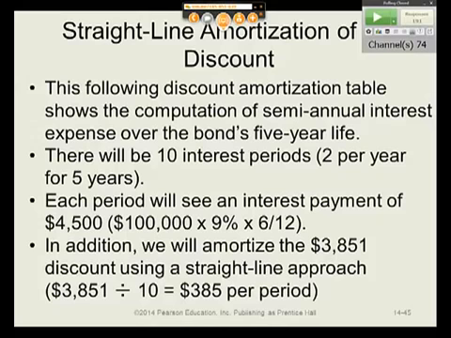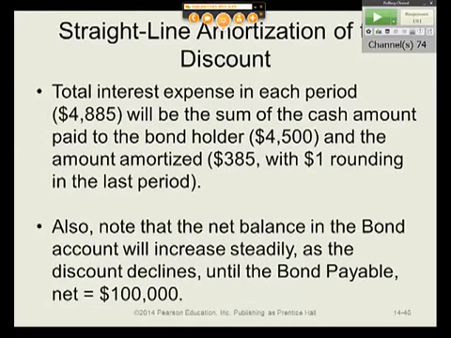So every period, we're going to adjust interest expense by $385. At the same time, we're going to bring the discount down by that amount. So the discount will drop by $385 every period, and interest expense will go up by that amount. So that the interest expense, as you can see, will be $4,885. Cash interest is $4,500, and the discount adjustment to bring the interest expense higher is $385.